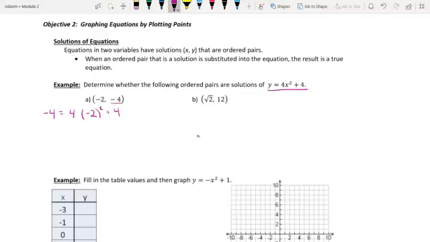All right, so what that means is I've got negative 4 is equal to 4 times 4 plus 4. In other words, negative 4 is equal to 16 plus 4. In other words, negative 4 is equal to 20. Now, that is not a true statement. Therefore, the coordinate point negative 2, negative 4 is not a solution.